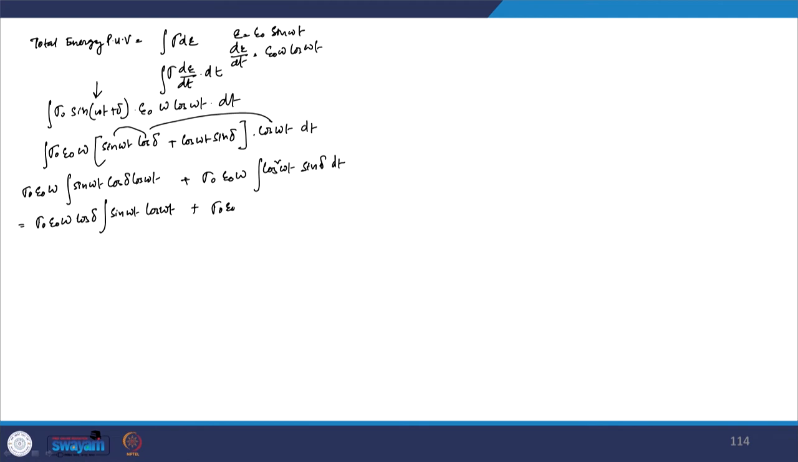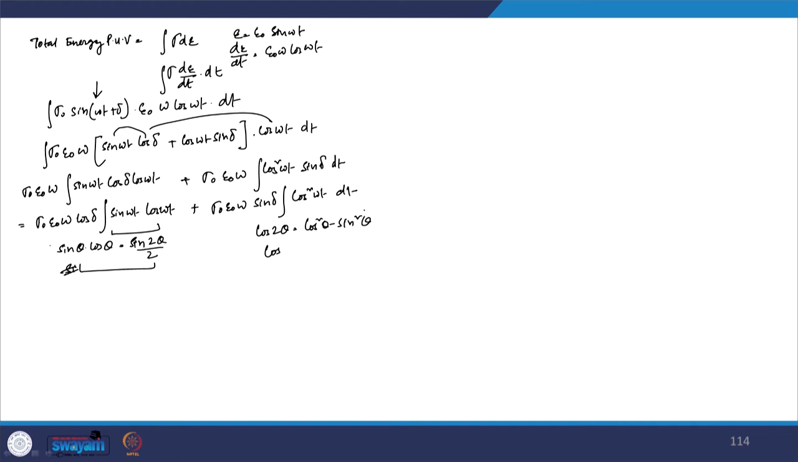This also we can bring sin delta outside here. So, this becomes equal to cos square omega t dt. So, just a few basics of trigonometric functions: we have sin theta into cos theta is equal to sin 2 theta by 2. So, this is one which we can use here, and if you remember again that cos 2 theta is nothing but cos square theta minus sin square theta.